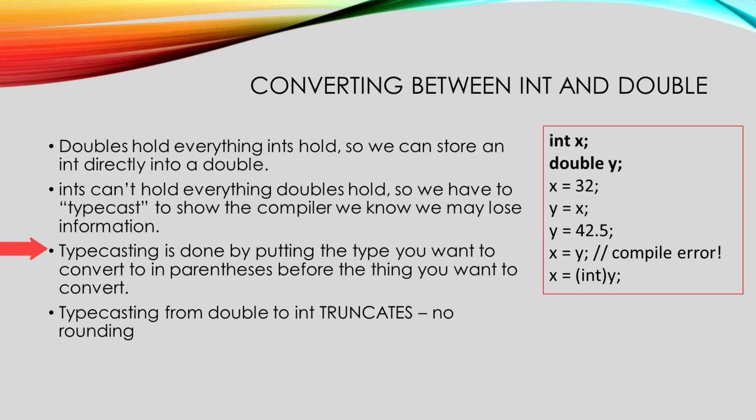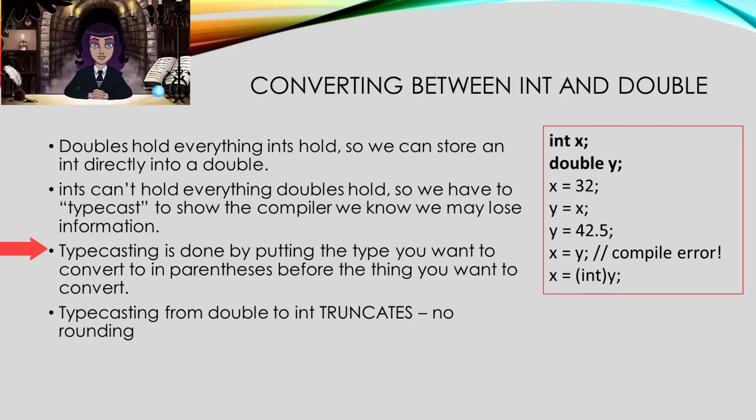When we need the compiler to make a conversion between types, we do that by putting the type we want in parentheses before the value to be converted. This is called typecasting, and it basically tells the compiler to make the conversion. We understand the risks, and we want you to do it anyway. If we think about this statement, y contains 42.5. When the compiler follows our typecast and converts it to an int, the result will be 42, and that's what will be stored into X.